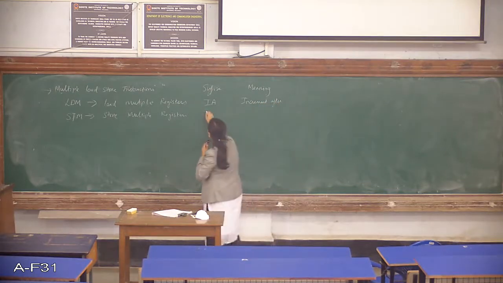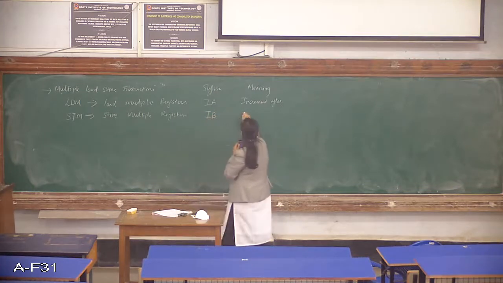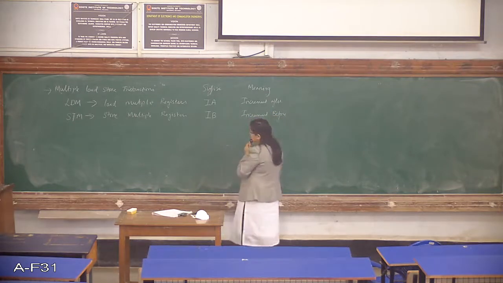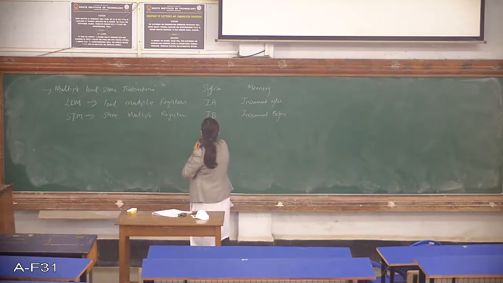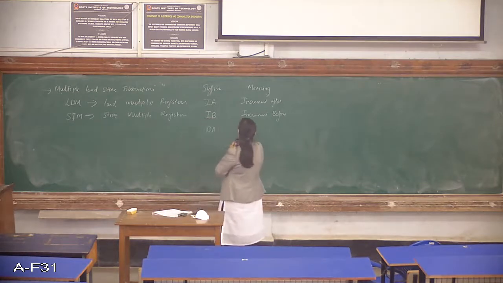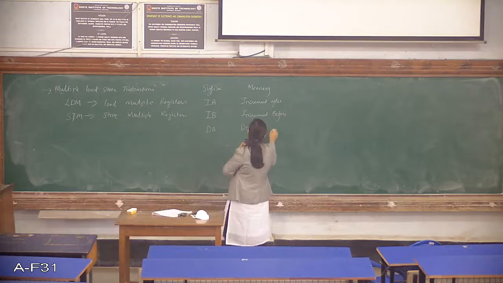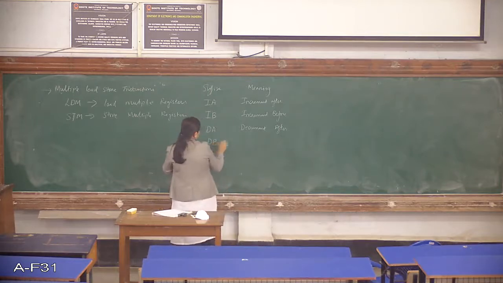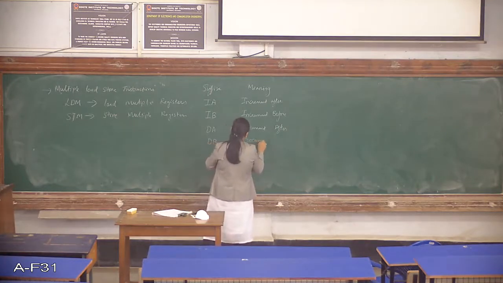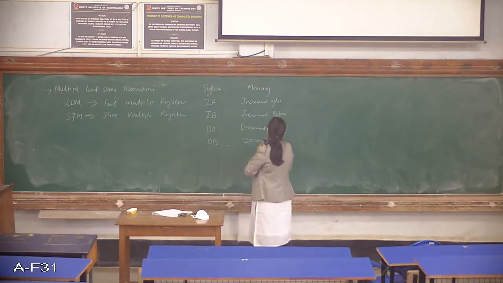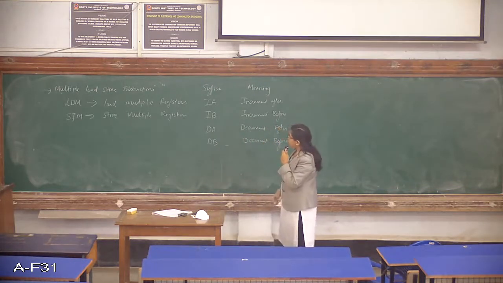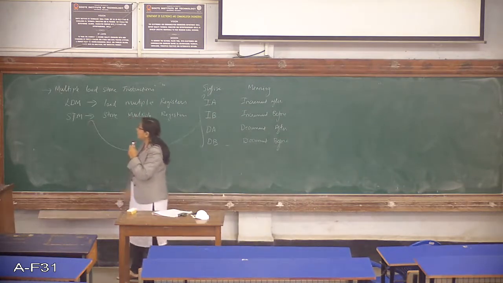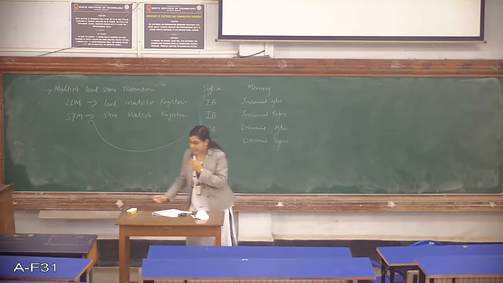Then we have IB. IB stands for increment before. Then we have DA. DA stands for decrement after, and we have DB, which is decrement before. So these are the suffixes which we are going to use with these instructions, that is LDM and STM. So how exactly do these instructions work?